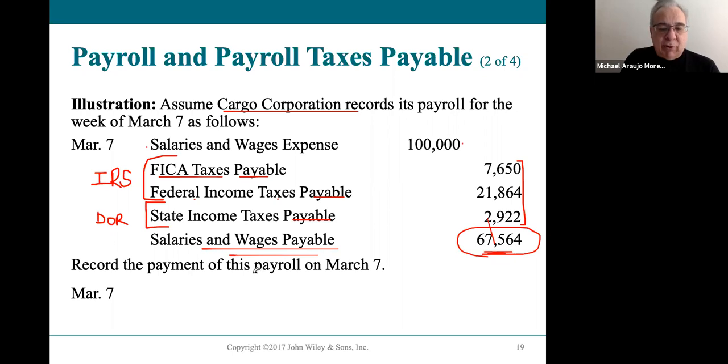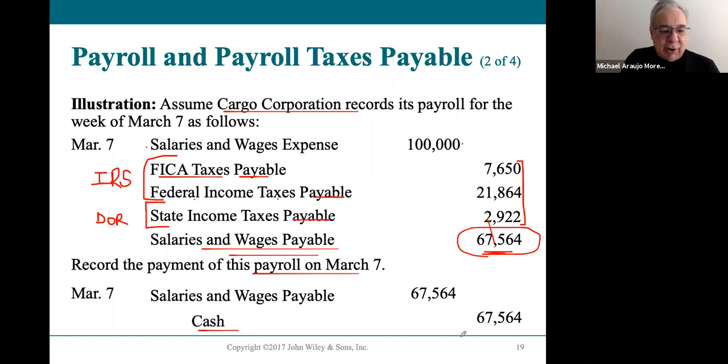Okay. When payroll is actually paid out, you'll see that that payable will go away and cash will be credited by the amount of those checks. So you only need enough cash to meet your net pay. In order to meet payroll, you're really meeting net pay. All these other amounts are liabilities that you will remit on a regular basis to either the federal government's collection agency, which is the IRS, or the state government's collection agency, which is often the Department of Revenue.